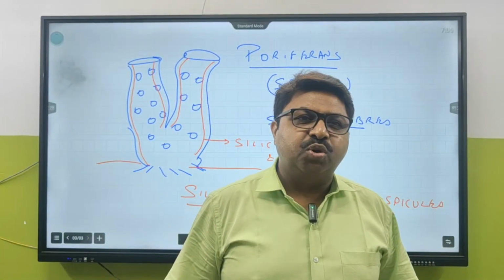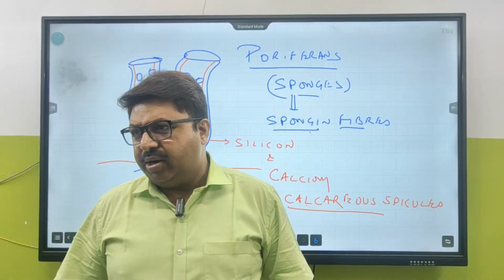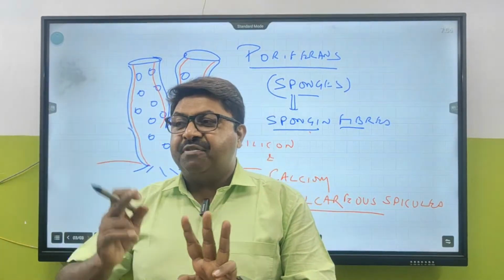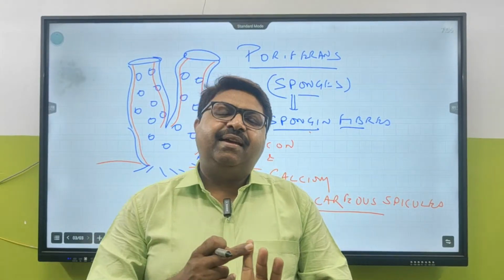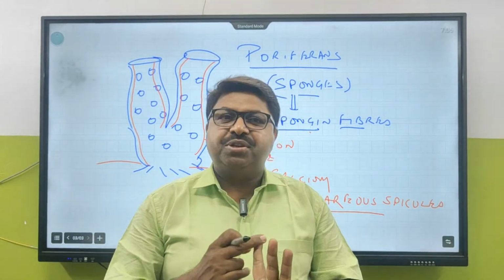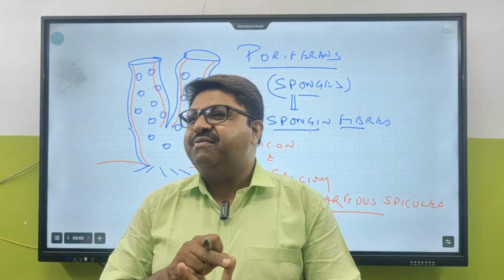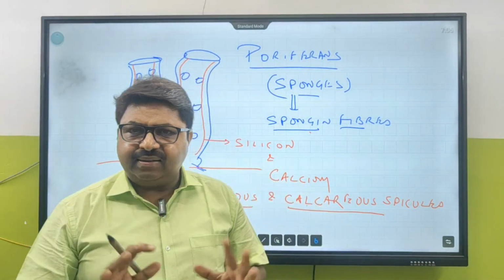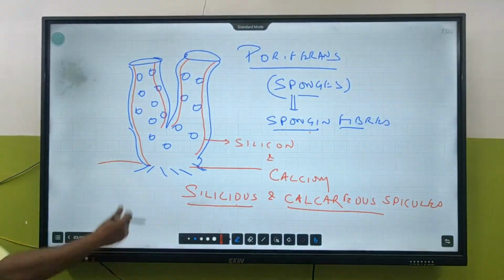Any issues with this, Yogesh? Got the point? That means when we classify them into different classes, we are going to classify them into 3 categories on the basis of the presence of calcium, silicon or spongin fiber. Clear?